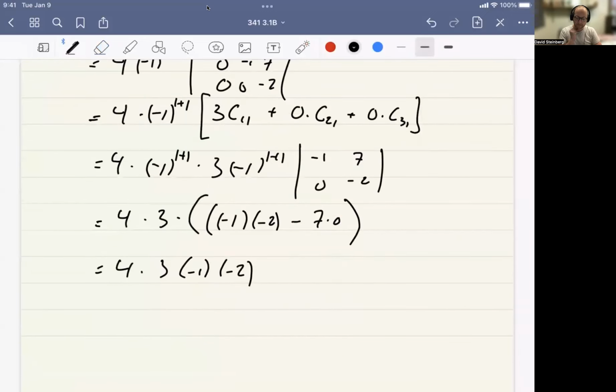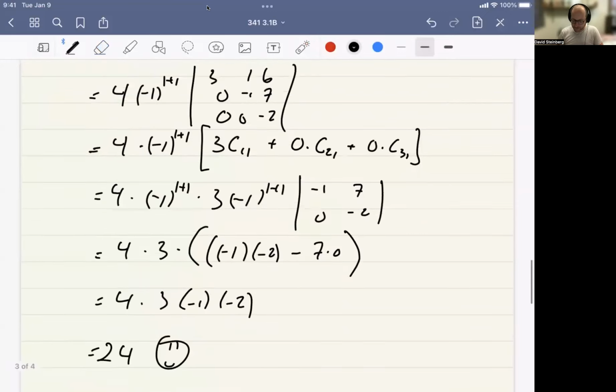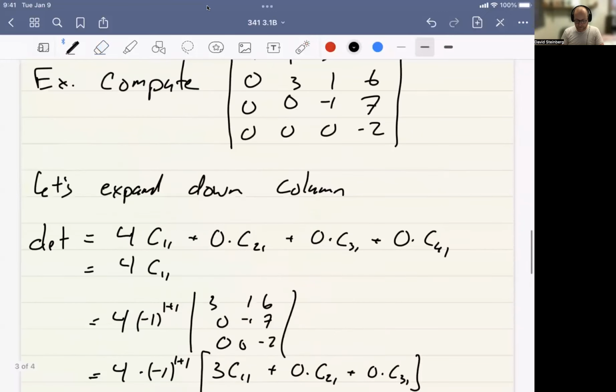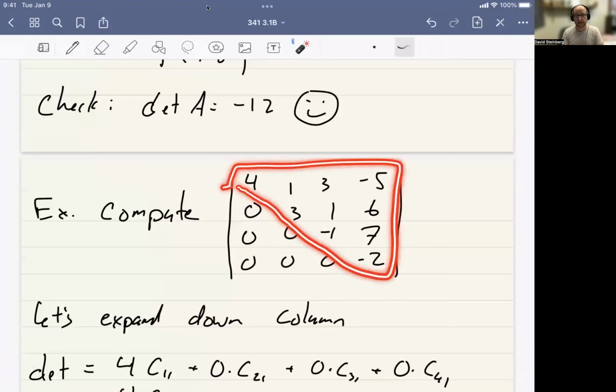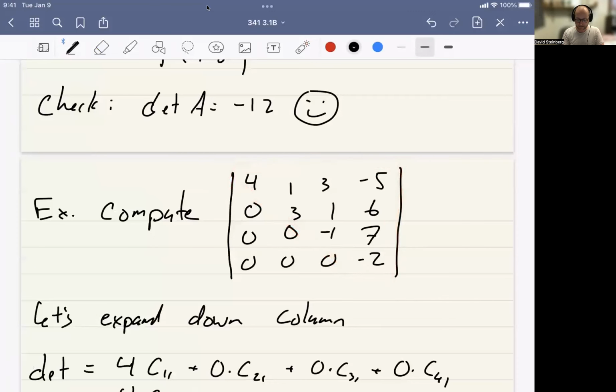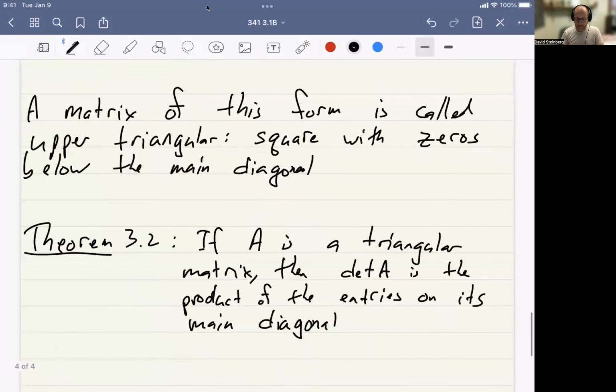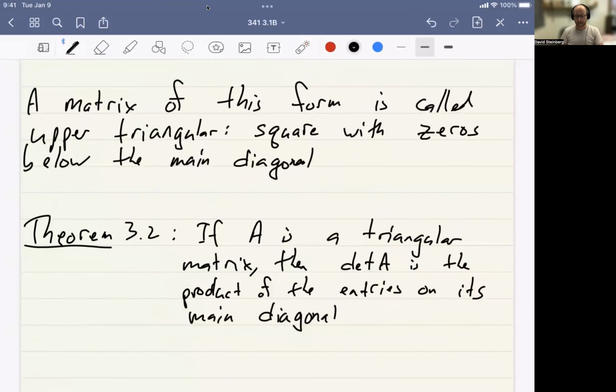That's 4 factorial, which is 24. And the important thing to notice is that we can make a quick generalization here. Matrices of this form, where you've got zeros below the main diagonal, are called upper triangular. It's a square matrix with zeros below its main diagonal.